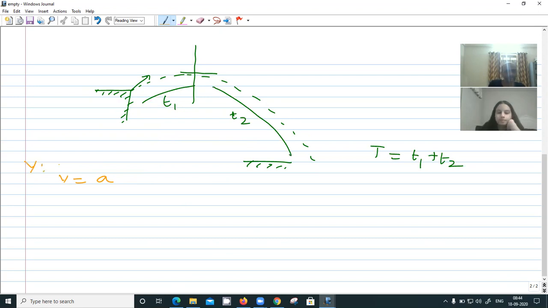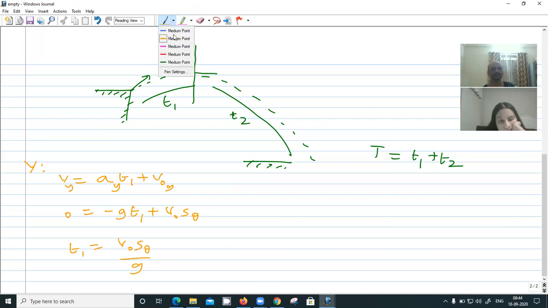So this is the y motion. Okay, v equal to a t1 plus v naught. So let me put y here. vy at this highest point is 0, the maximum height. Acceleration is minus g, times t1, and this is v naught sine theta. So from this I get t1 as v naught sine theta by g. Now next I can find t2.